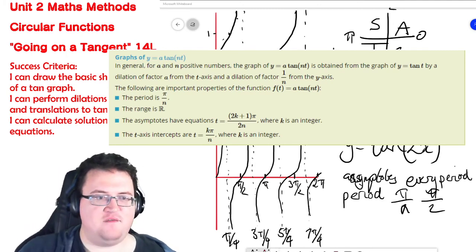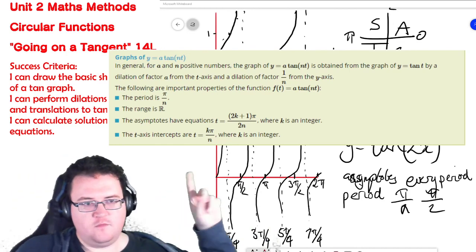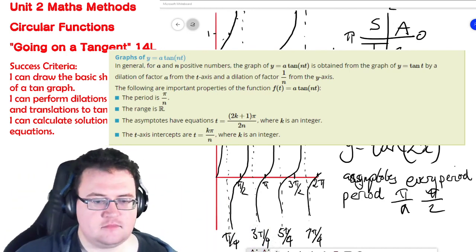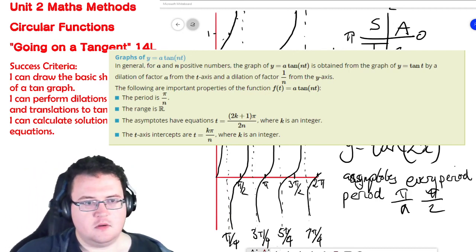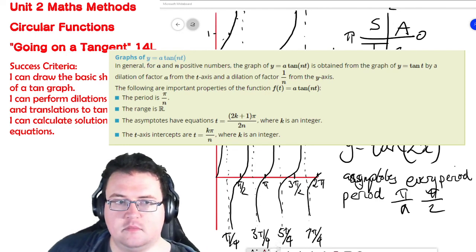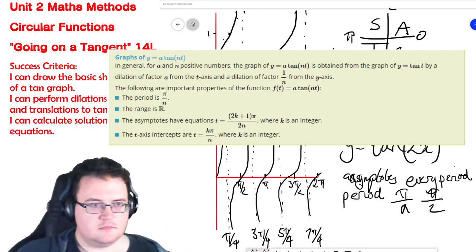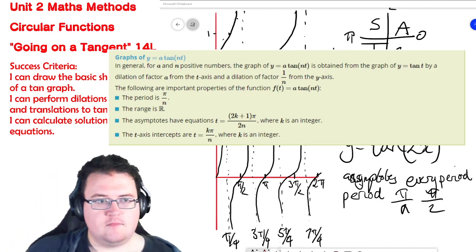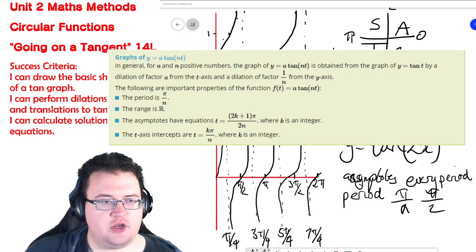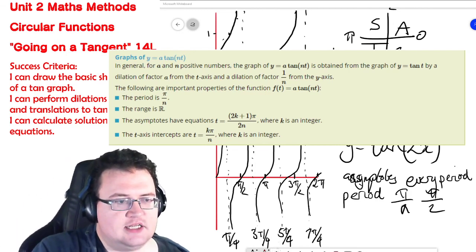So if you have that table available to you in your workbook for your notes, it should make your life much, much easier. All right, so I need you to go now have a look at 14L and see how you go with that.